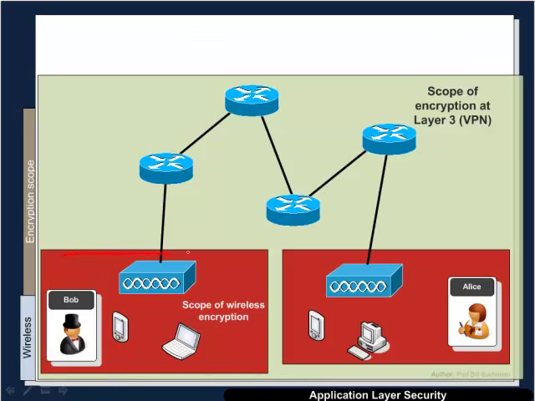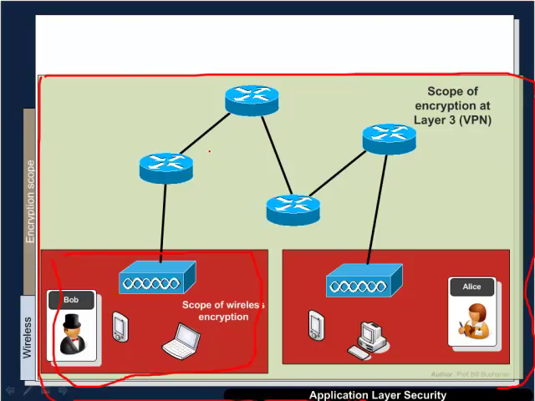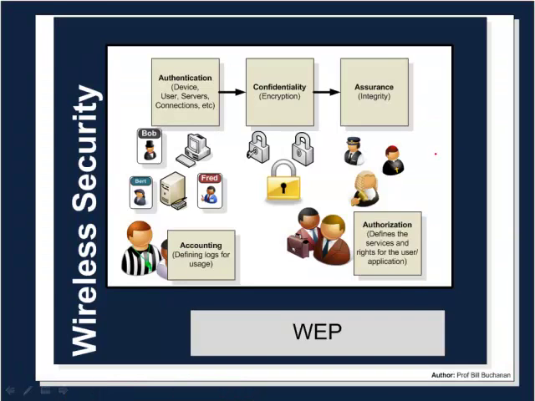So basically the scope of wireless encryption is only local. The scope of VPN encryption is over the whole of the internet infrastructure. So we need to understand, if it's just local encryption we require, this is fine. If we need to make sure it's end-to-end, then we need some VPN connections.